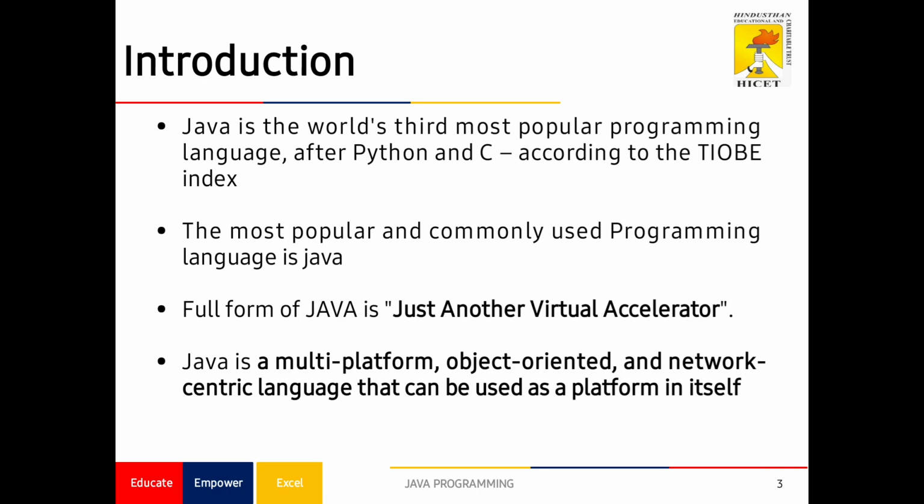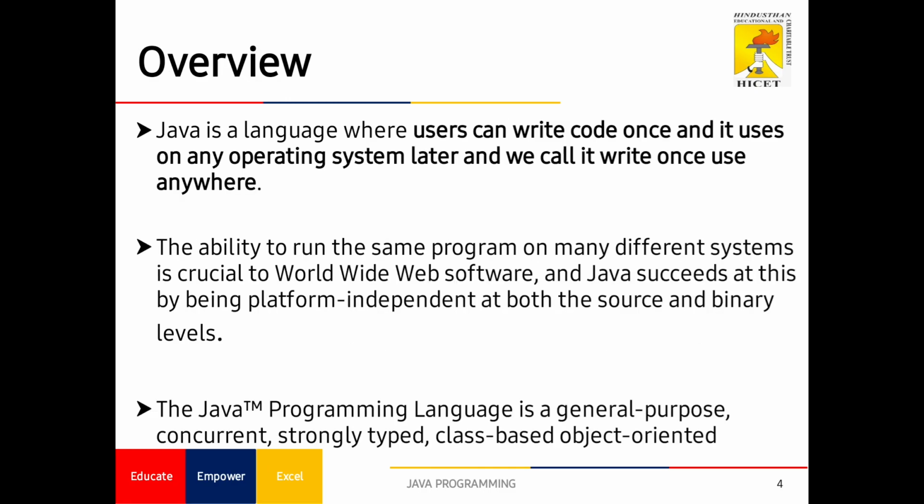This is a programming language which is multi-platform, object oriented, and also network centric, and it can be used as a platform in itself. First and foremost, it is a platform independent language. Next, the overview: how the Java programming language is used by users, what the advantages are, and the ability of a Java program to run on various different platforms. This is the overview here.